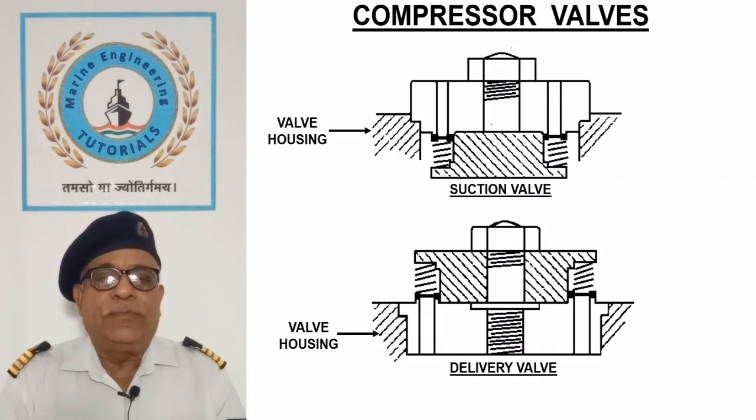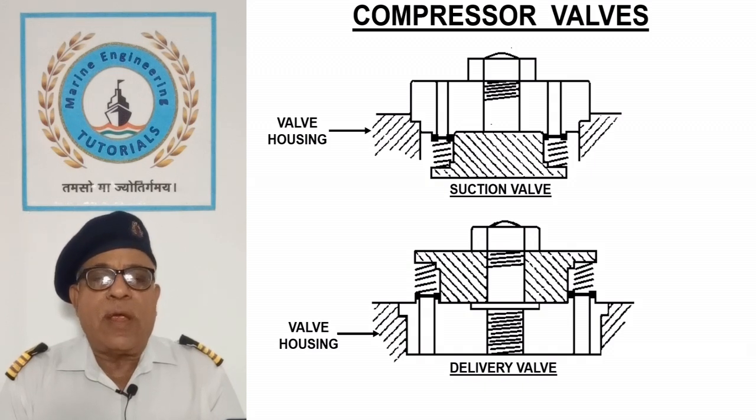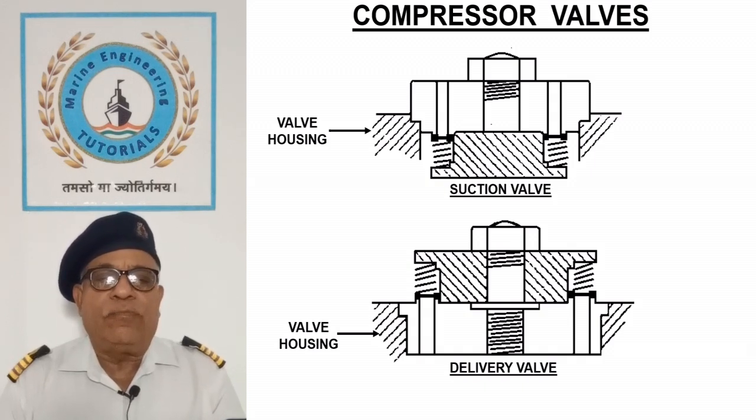Compressor valves. The sketch shows compressor suction and delivery valves mounted in valve housing. The compressor valves are spring loaded and they automatically operate with a small pressure difference across the two sides. Modern valves are made lighter to reduce frictional loss and valve inertia.